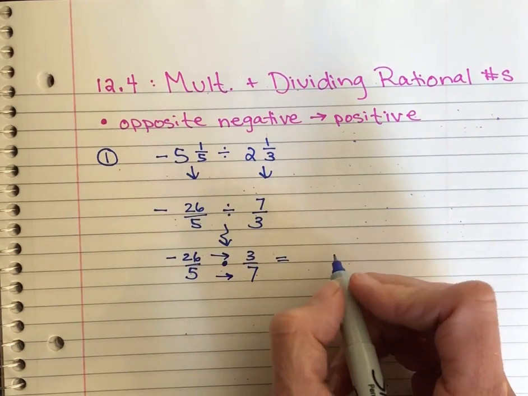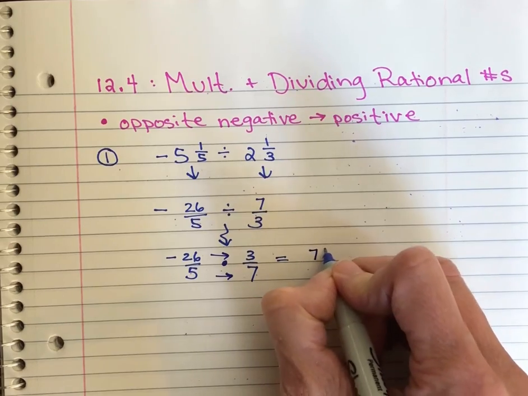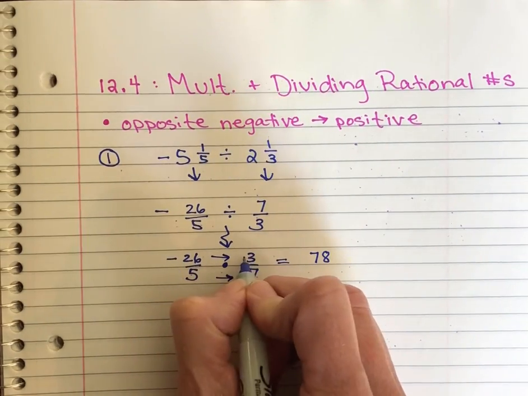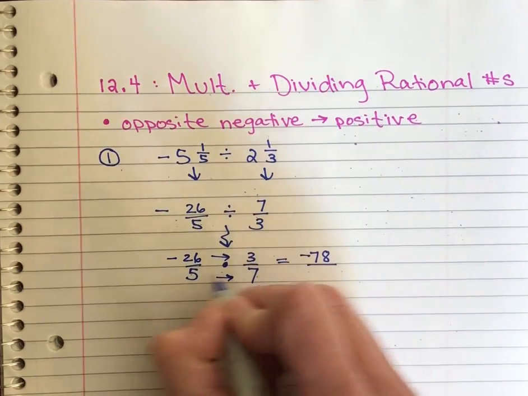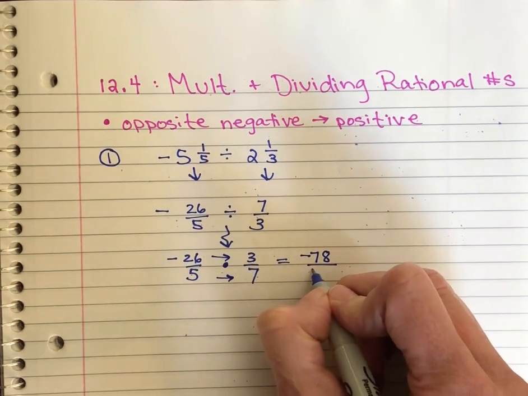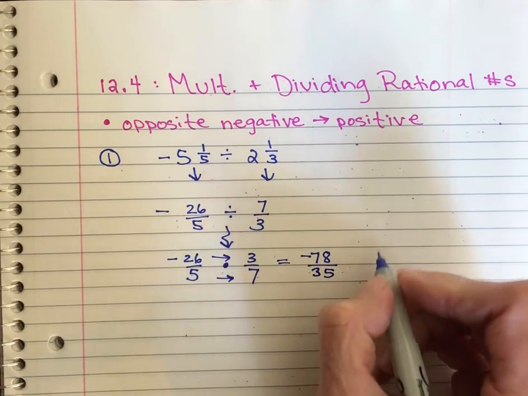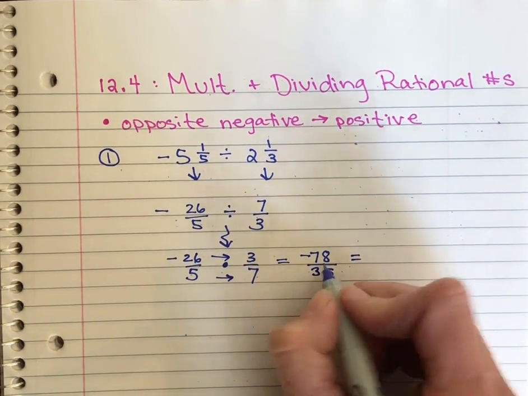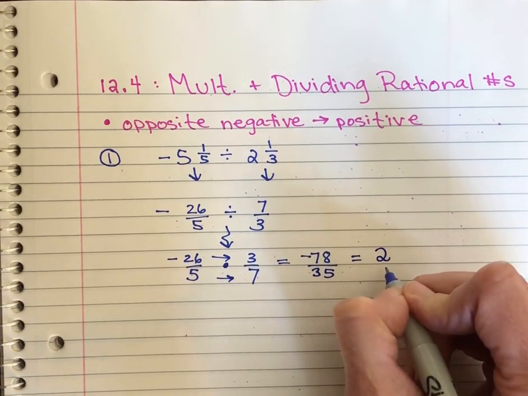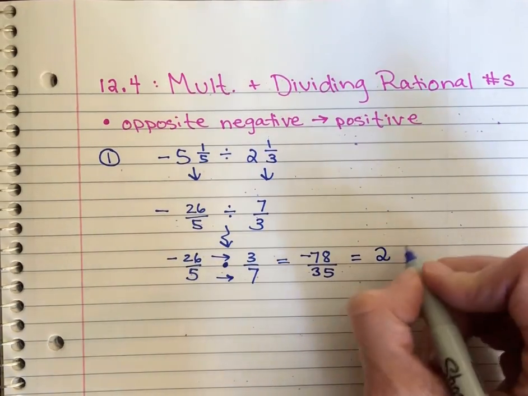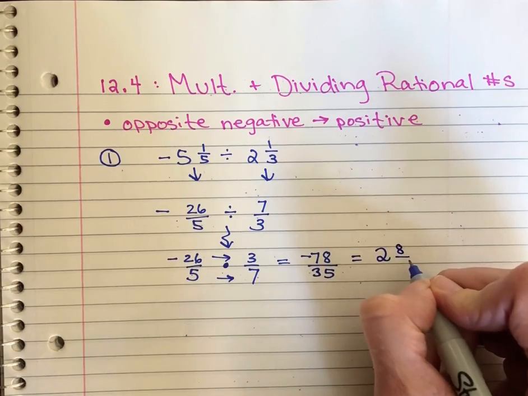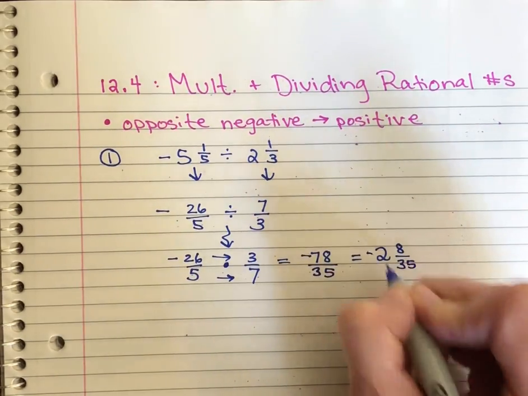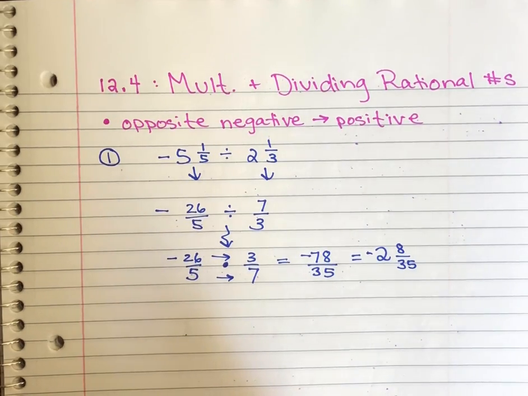26 times 3 is 78. The opposite of a positive is a negative. 5 times 7 is 35. We can express that as a mixed number. 35 goes into 78 twice. 35 times 2 is 70, which means there's 8 left over out of 35. And again, let's carry over that negative sign.